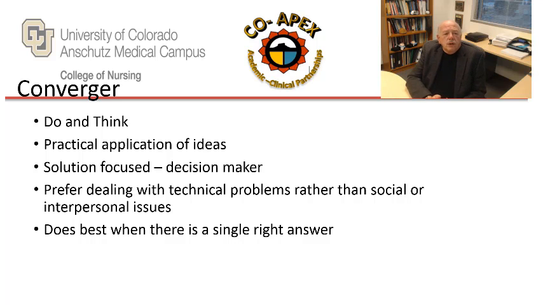Then there's the converger. Convergers are actually the doers and thinkers, the people who jump right in. They actually like the practical application of ideas rather than the theory. They're solution focused and they're oftentimes quick decision makers. They will prefer to deal with technical problems rather than the social or interpersonal issues. This often becomes an issue around what is the best treatment approach for people. And so for these people, the quickest solution oftentimes is the medication rather than the interpersonal problem solving and psychotherapy that's needed. They do best when there is a single right answer.